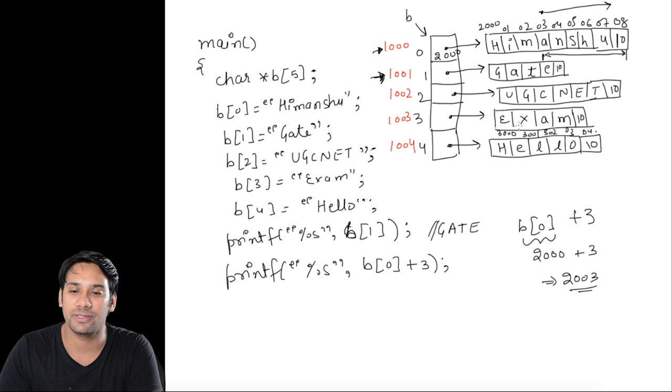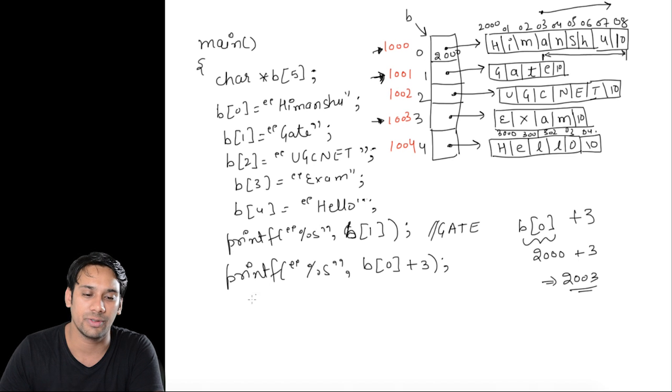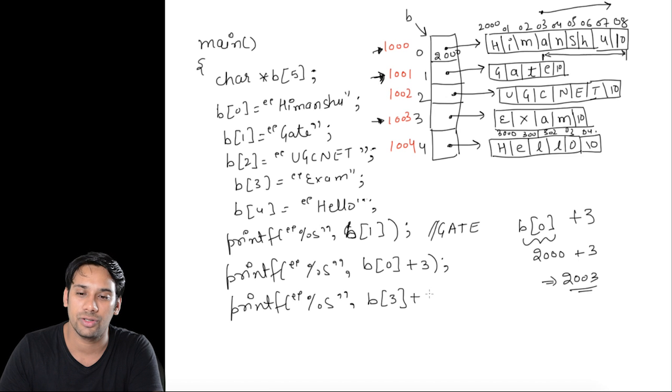So how do you get the base address of this exam? To get this base address of this exam, you just need to access the index location 3 from this array B. So that means if I do printf %s comma B3 plus 2, right? Then it is going to print AM.